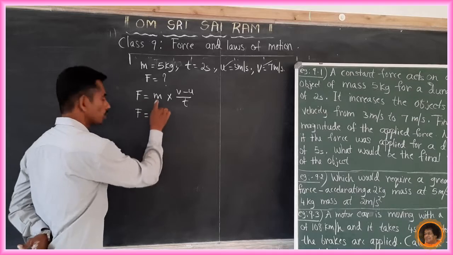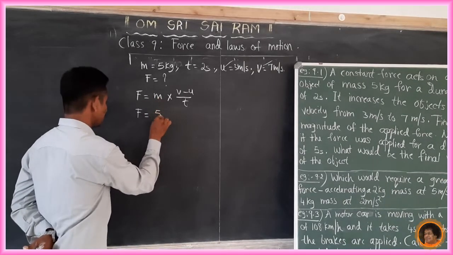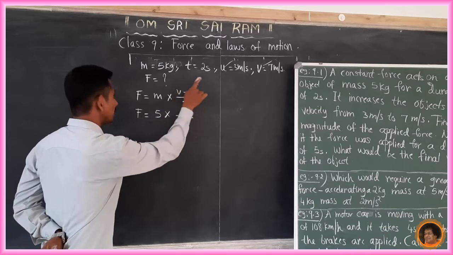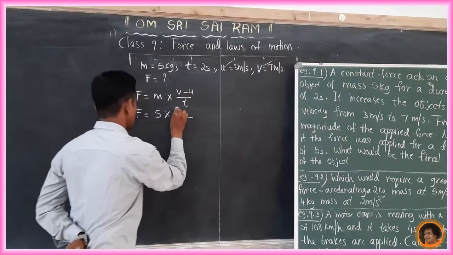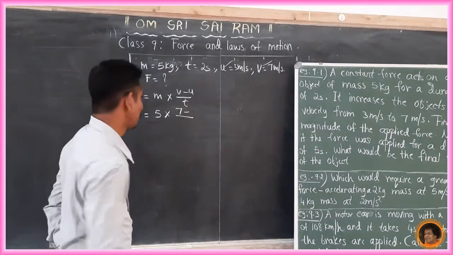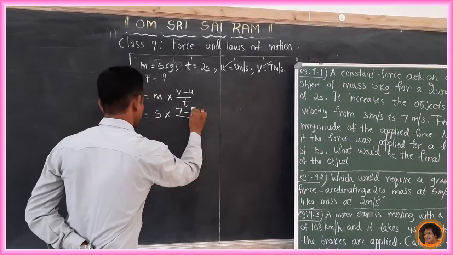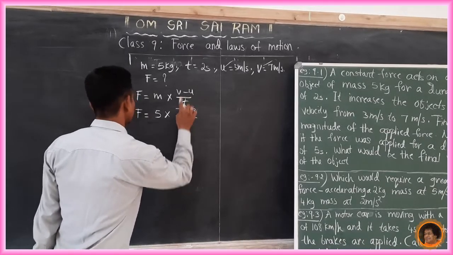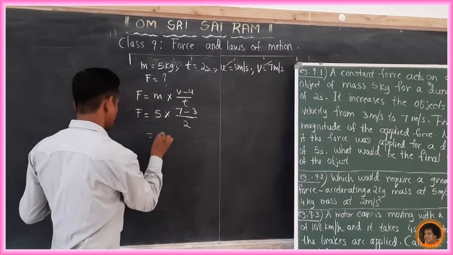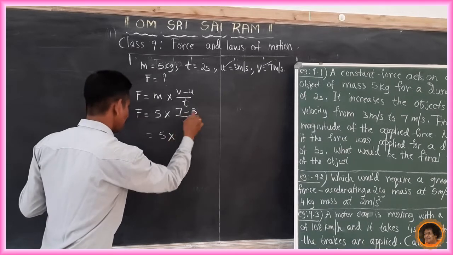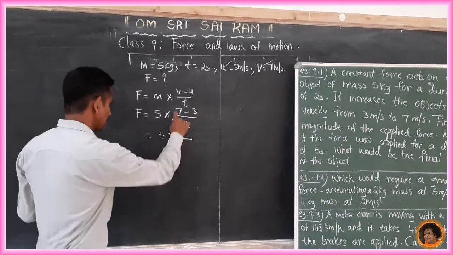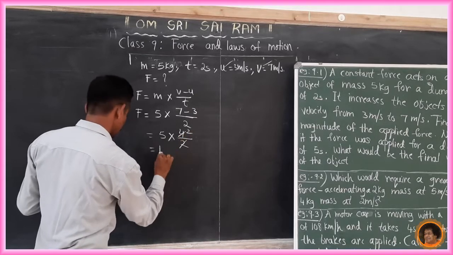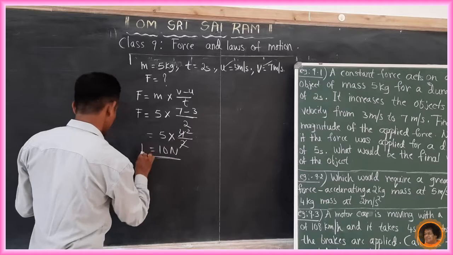So, F equal to, substitute the values. m is given, 5, into (v minus u). What is v? v means 7. So, 7 minus u, which is 3, by t. What is t? That is 2. So, 5 into (7 minus 3, which is 4) divided by 2. 2 ones are 2, 2 twos are 4. So, 5 into 2 is 10 Newton.